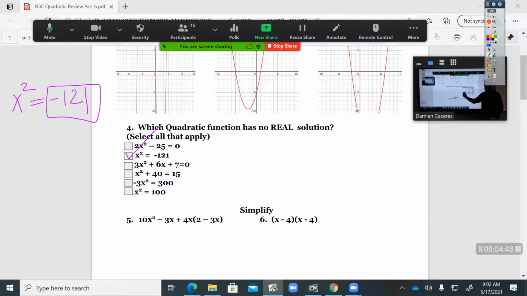Now any regular equation like this will have a real solution, which means you can't check the box, because you're only checking the boxes on the no real solutions. Any questions before I move on?